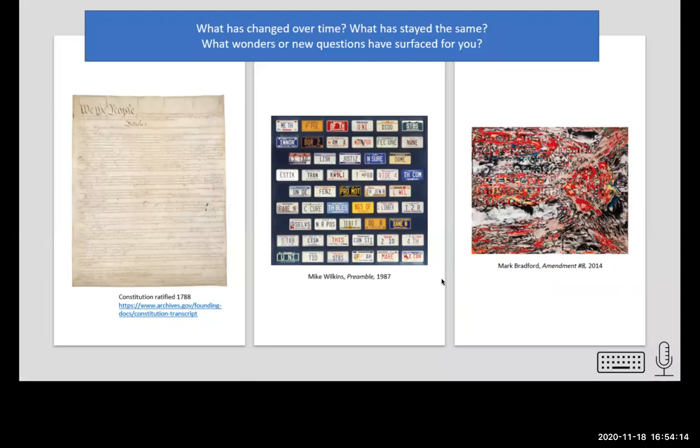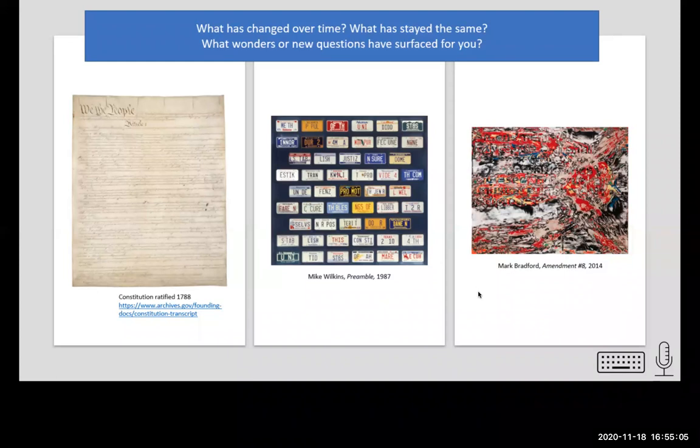At this point, we could spend probably the next hour having this conversation about what has changed over time and what has stayed the same. Because we've got the Constitution, which was ratified in 1788, not 100 years, 200 years later. Gosh, my math is bad. We have the preamble, Mike Wilkins revisiting the Constitution with the preamble. And then in 2014, Mark Bradford is revisiting, right? So there's this revisiting, and each time it's revisited, something has changed and something has stayed the same, right? Whether it's the material the artist has selected to explore these ideas, or the context around the artworks. But the artworks are a product of their time, and they are responding to their time, right?